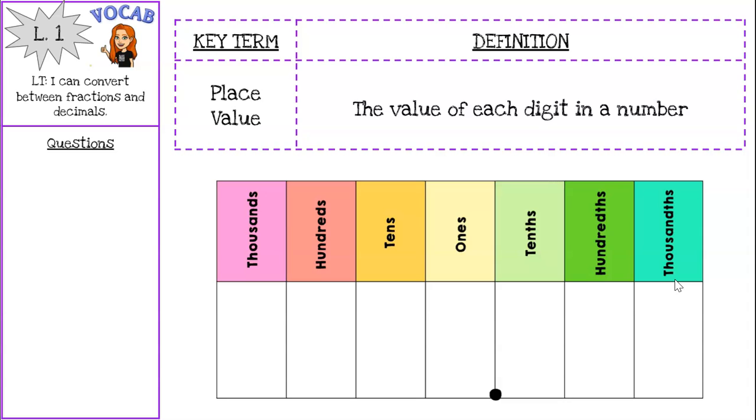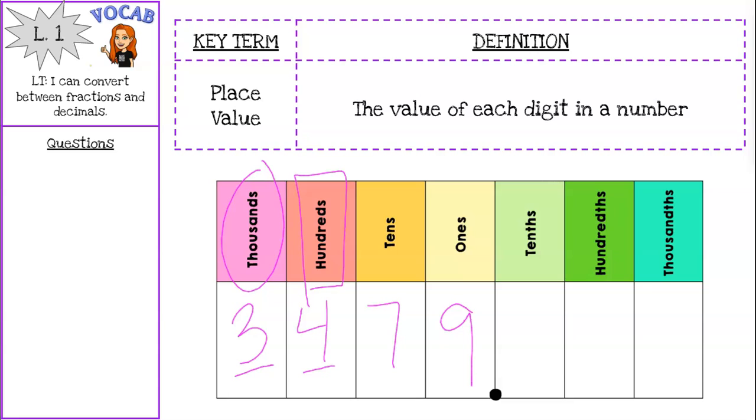Place value is the value of each digit in a number. So if we have the number 3,479, that tells you the value of each of the digits. So the 3 is not 3, it's 3,000. The 4 is not just a 4, it's 400. If it's in that spot, it gives it a different value than the actual number. That allows us to represent larger quantities with fewer numbers and words.